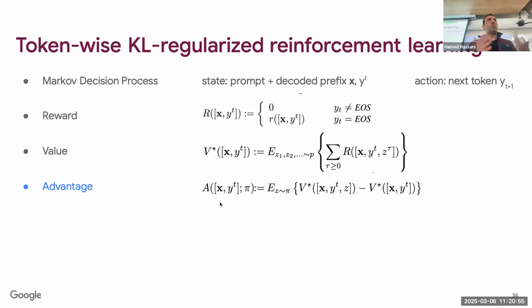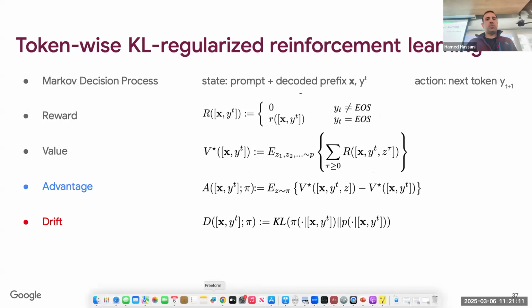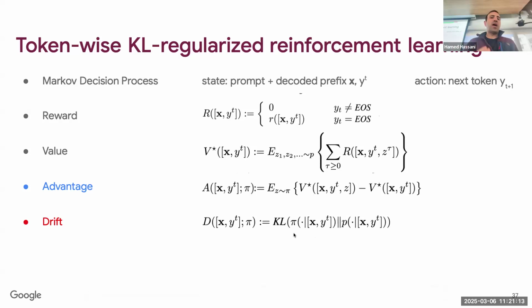Okay, I'm going to try to align my model. And then I'm going to also define drift, which is a KL divergence. This is now token-wise KL divergence between the two models over this next token, the action that I'm going to do. Okay, so I want to keep that as small as possible. I want to make this advantage larger. This is just the next token. So P is basically a distribution over the next one.